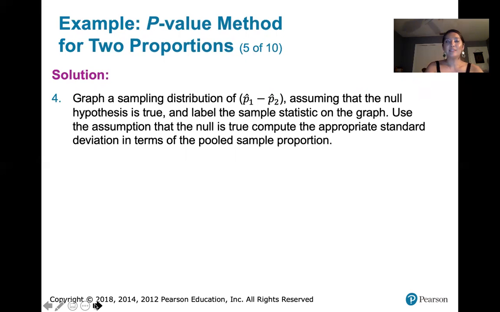So I would like for you to graph a sampling distribution of P1 hat minus P2 hat, assuming that the null hypothesis is true. So it's assuming that P1 and P2 are equal to each other. And then we want to label the value of the sample statistic that we have, that difference between P1 hat and P2 hat, on the graph. And then we're going to use the assumption that the null hypothesis is true to compute the appropriate standard deviation in terms of the pooled sample proportion.